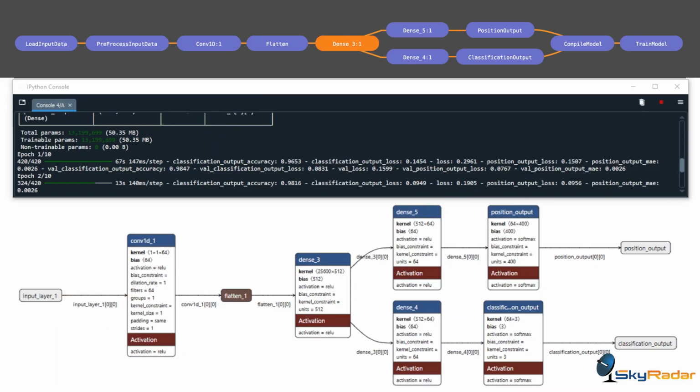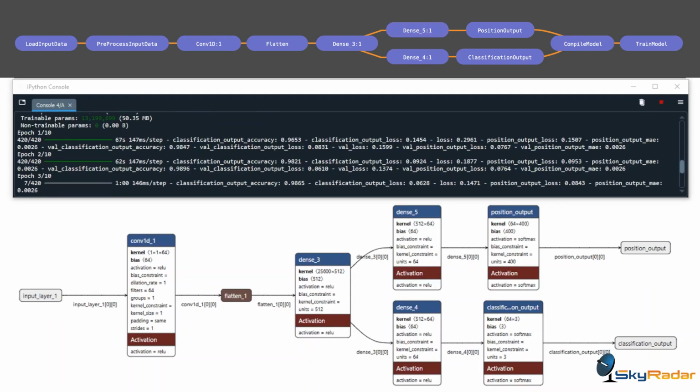From the flatten block, the data moves into a dense block, where higher-level representations of the features are learned. At this point, the model splits into two parallel branches, each responsible for a specific task. The first branch leads to another dense block, which further processes the data. The output of this block is then passed to the position output block, which generates a 400-element output. These 400 elements correspond to the positional resolution of 0.05 meters, covering a range of 20 meters.